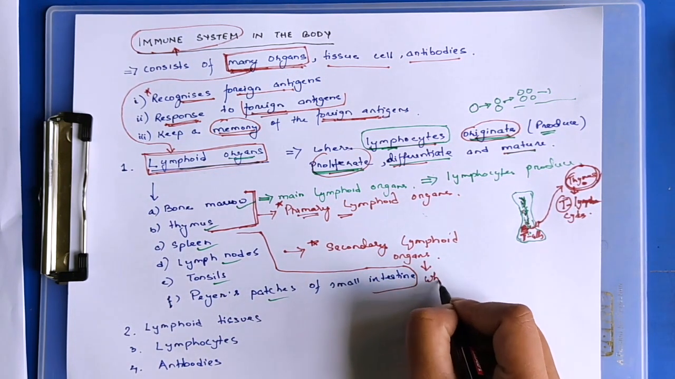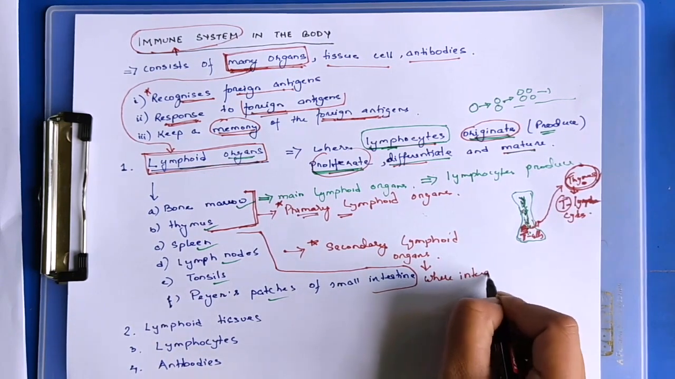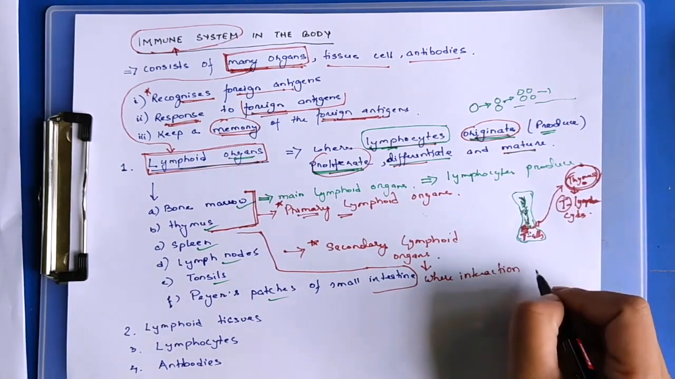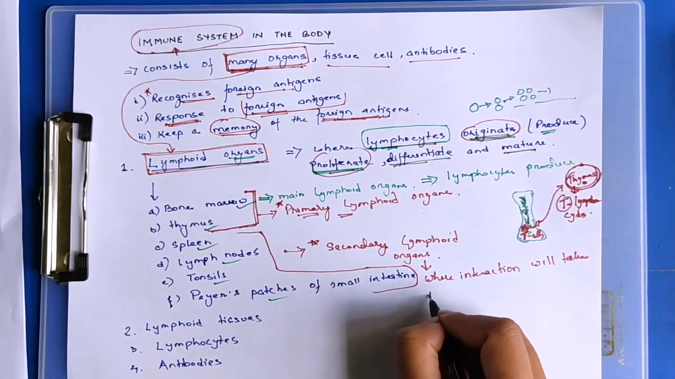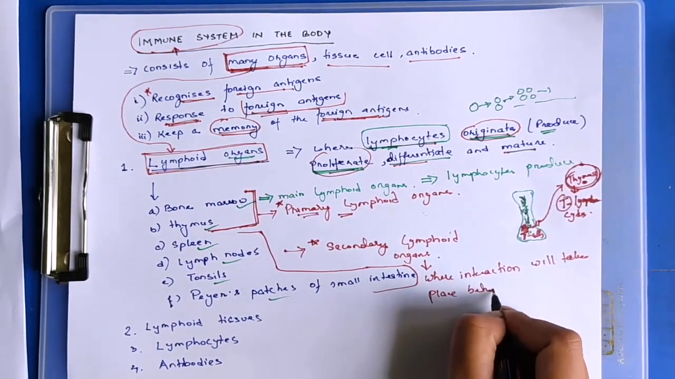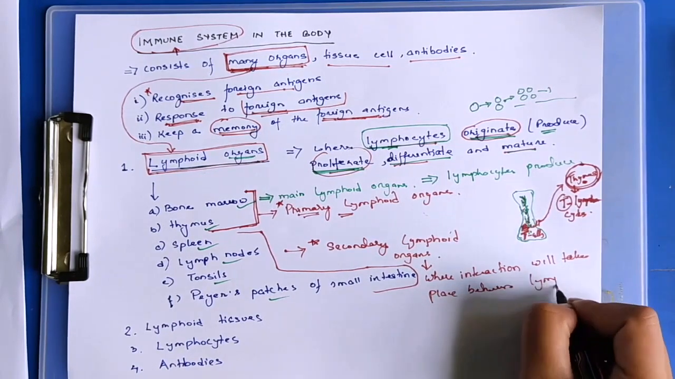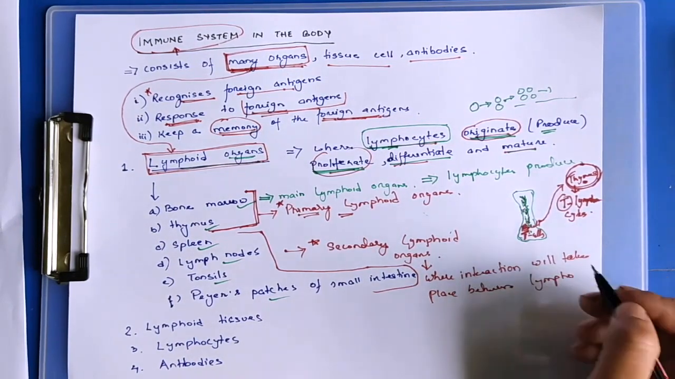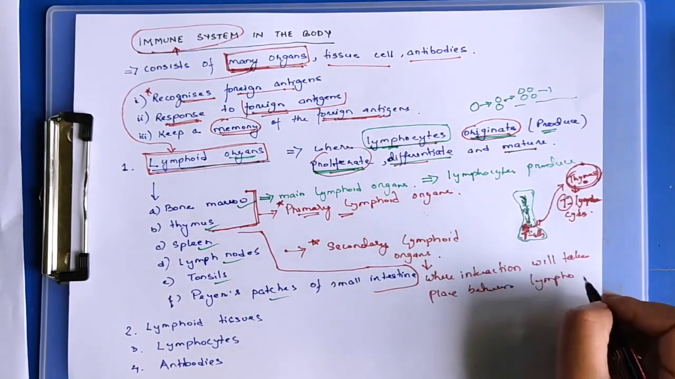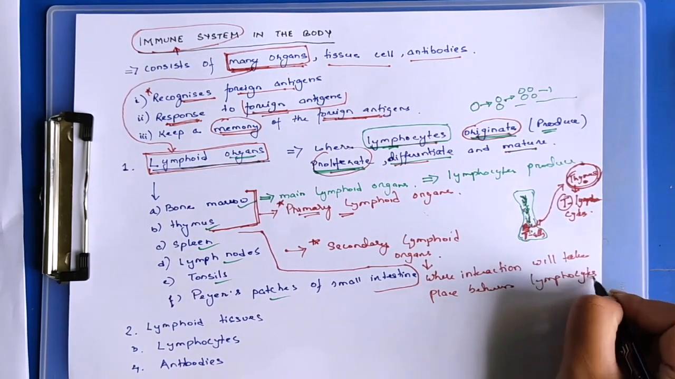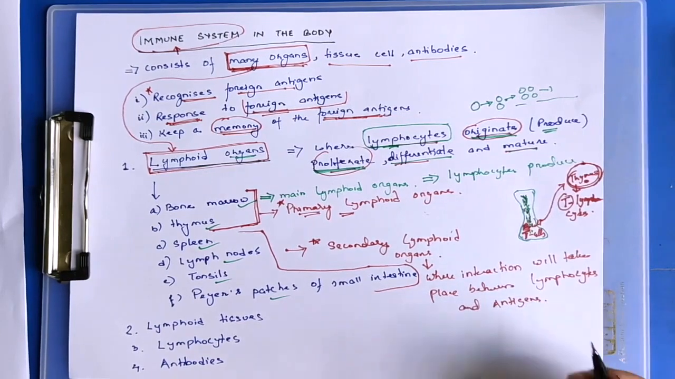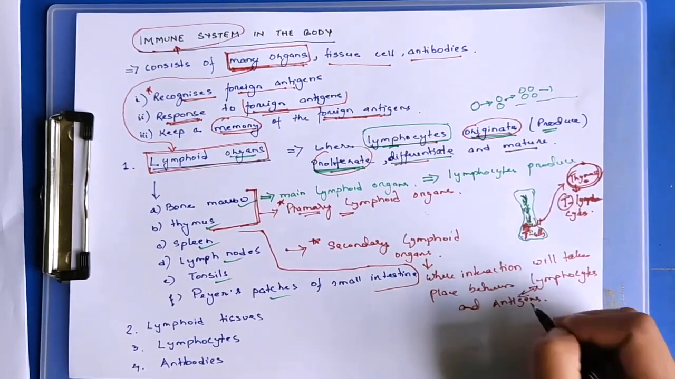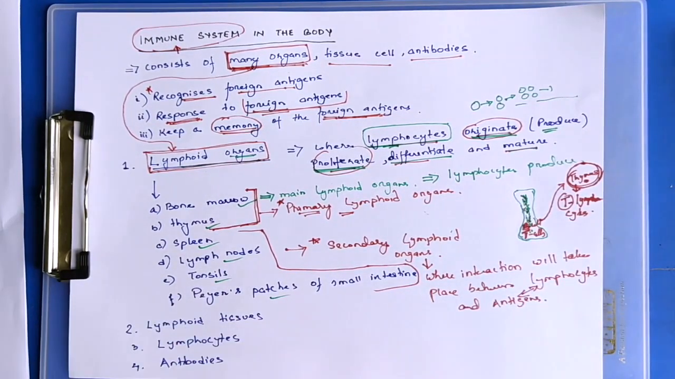the organs where interactions take place between the lymphocytes, which are produced and matured in the thymus and bone marrow, and antigens or foreign particles. Interactions between these two take place in the secondary lymphoid organs.